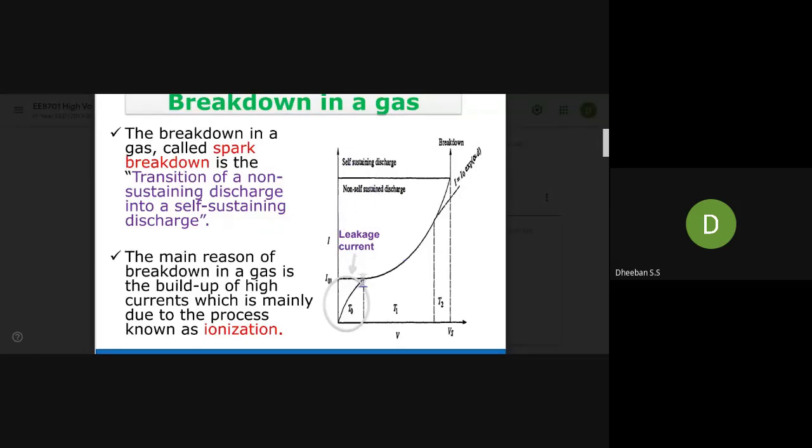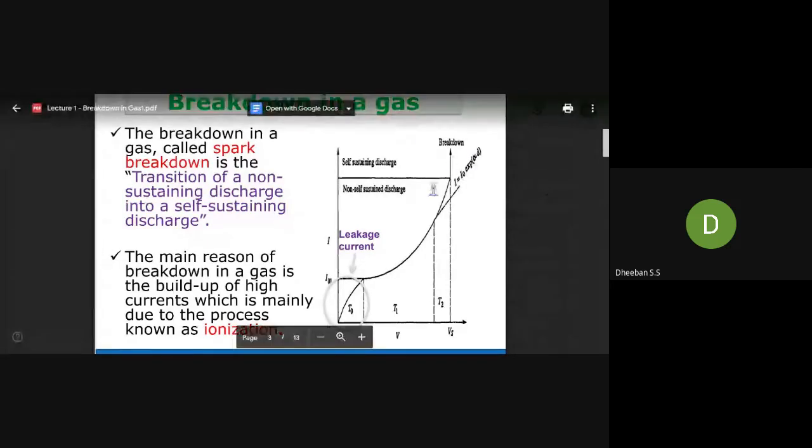There will be some amount of discharge, but it won't have that much effect. Okay. So if it goes to the self-sustaining discharge, then we have to take it into consideration and be more cautious, because it might lead to drastic damaging effects. So in that case you have to be very cautious.